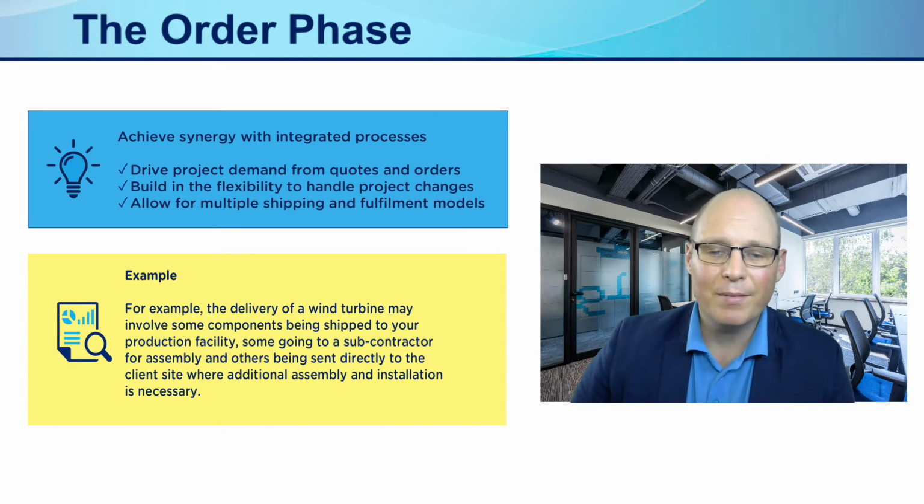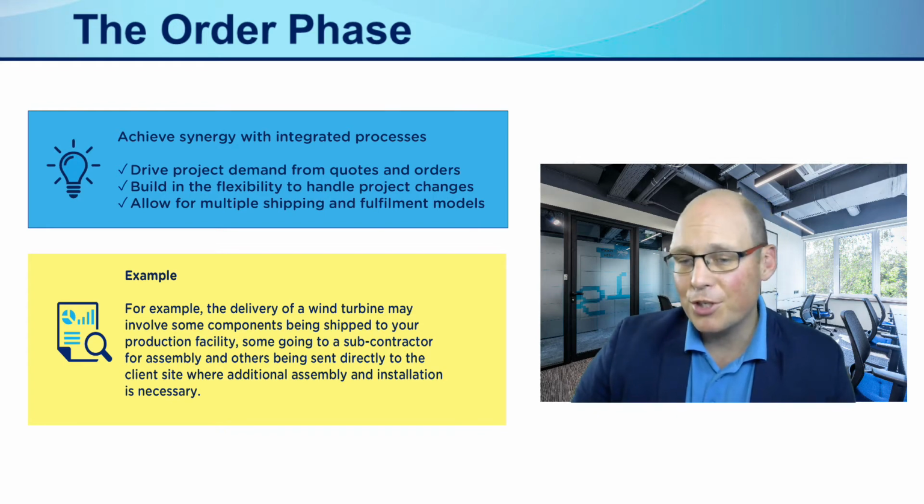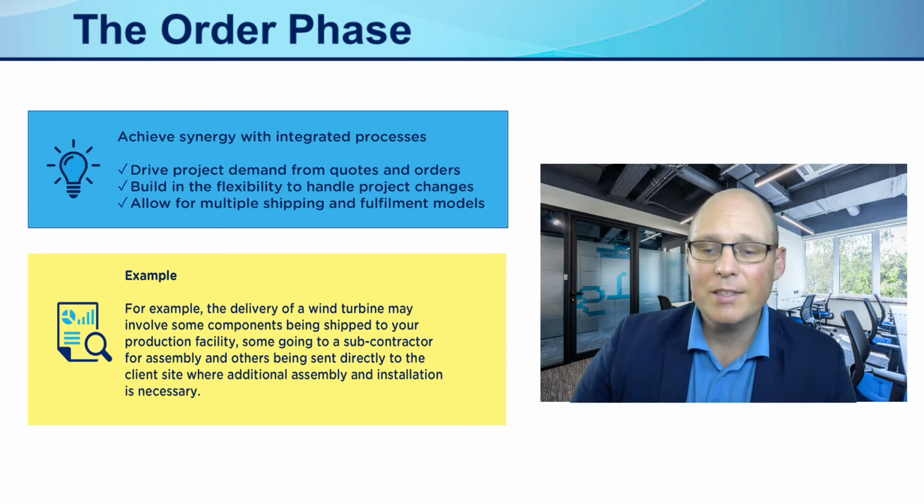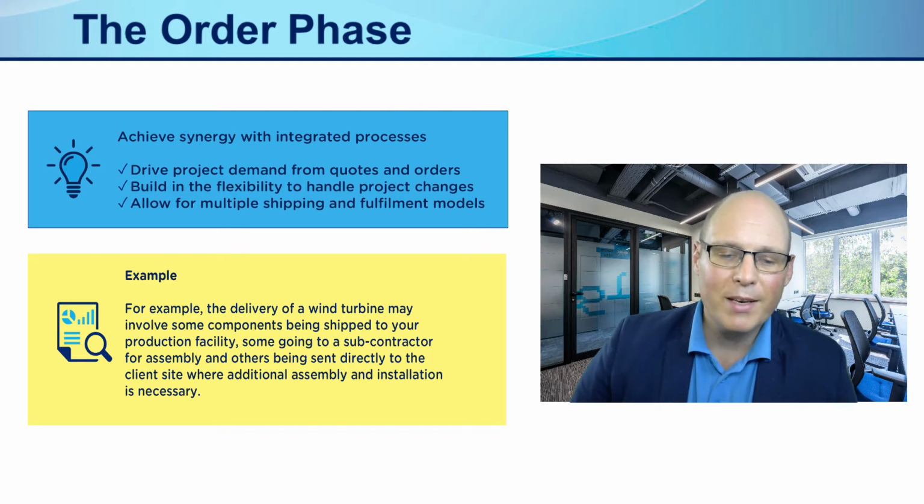And finally, dispatch. Engineering projects may have a range of different fulfillment and shipping options. For example, in delivering a wind turbine, some components may be shipped to the production facility, some to a subcontractor, and some directly to the client. Your fulfillment processes may need to be flexible enough to handle multiple methods in one order.